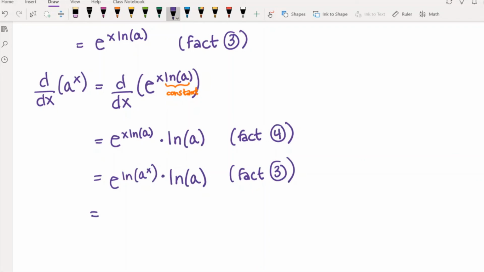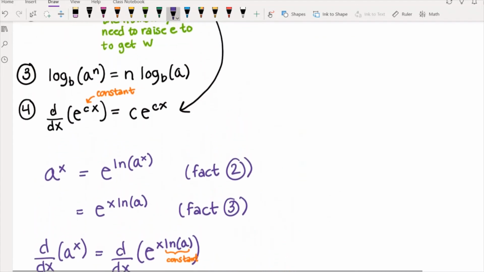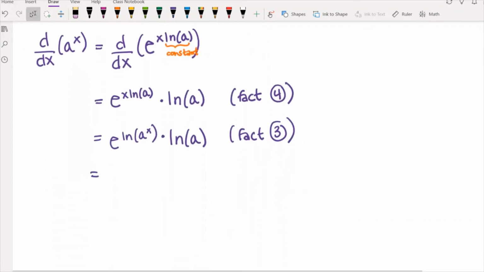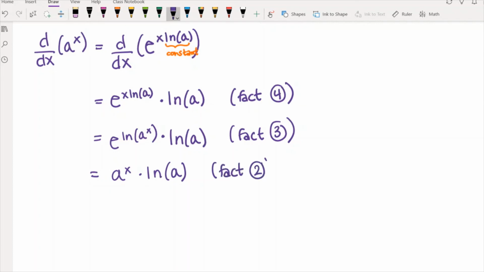And then we can use fact 2 again. Fact 2 was the one that said that you can rewrite a number as e to the ln of that number. And so we're just going to go back. So now we have e to the ln of a to the x, and so we can rewrite that as just being a to the x times ln of a. And so that used fact 2. And that's it. We know that that's what I told you at the beginning was the derivative, and now we just showed using the chain rule that that is in fact the derivative.